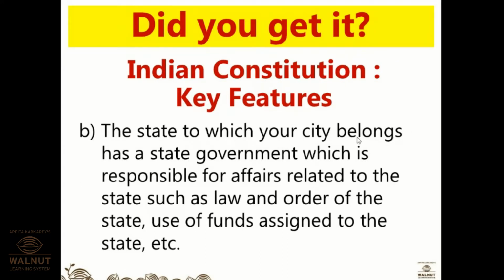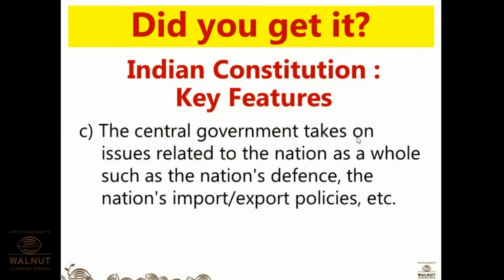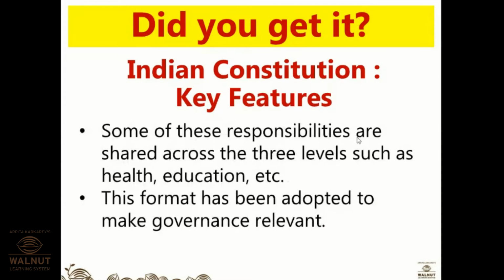We have different levels of government and they are responsible for the affairs or issues related to that area, like state or national. So law and order of the state, and use of the funds assigned to the state, whether to use them in education or in public places or in irrigation or agriculture, is up to the state government. The central government takes on issues related to the nation as a whole, such as national defense, maintaining relations between two countries, or issues of the currency. National import and export policies also are decided by the central government. Some of these responsibilities are shared across the three levels, such as health, education, etc.